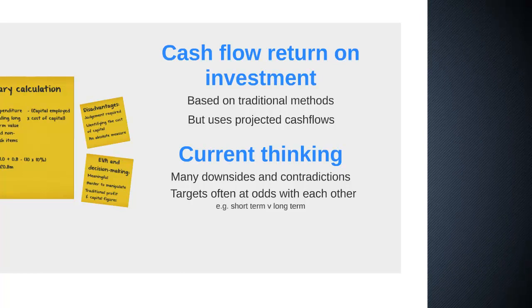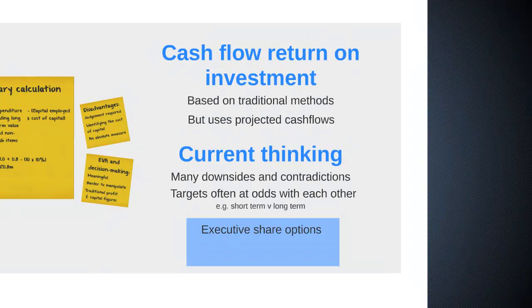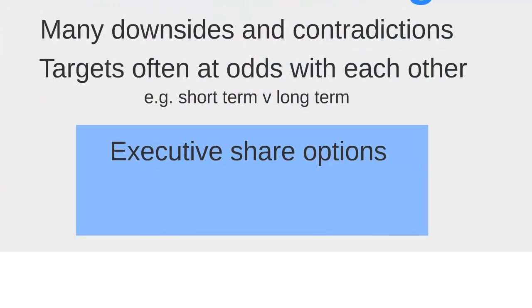One way in which modern thinking has tried to address this situation is by executive share options. So what is an executive share option? Essentially, it's where the directors get given shares in the organization.